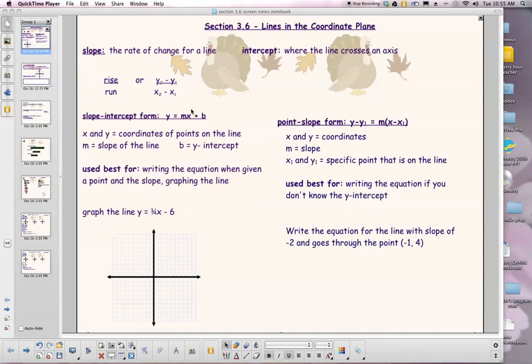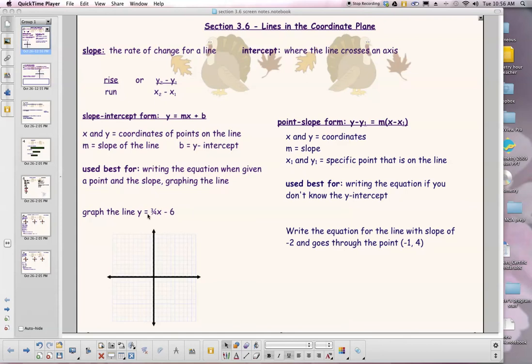You've learned two different equations for lines. They do the same thing, they just are in two different versions. The first one is slope-intercept form, y equals mx plus b, where x and y are coordinates of the points that lie on that line, and m stands for the slope of the line, or the rise over the run, and then b represents the y-intercept, where that line crosses the y-axis. It's best used for writing the equation when you are given a point and the slope. It's also the easiest one to graph if they give you that equation.